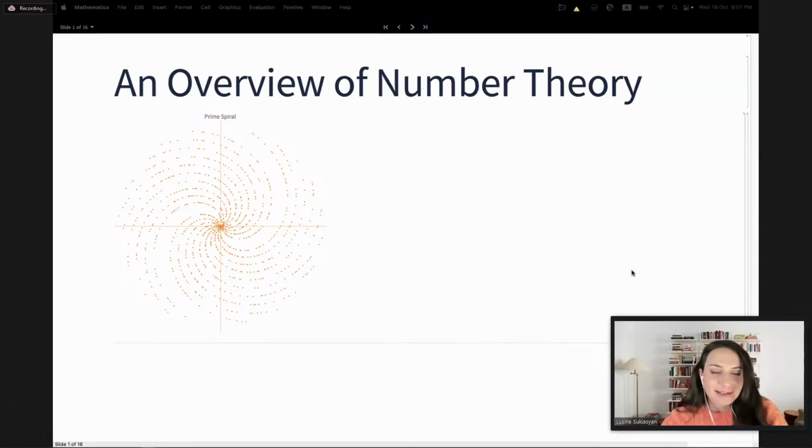I'm Lusine Sukiasyan, and I work here at Wolfram Research in the Discrete Computation team, and today I'm going to present you with an overview of number theory. I'm going to talk about number theory, number theoretic functions, and number theoretic capabilities in the Wolfram language. So let's begin.